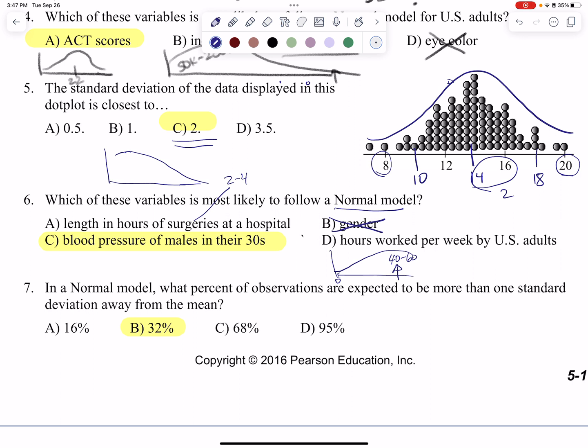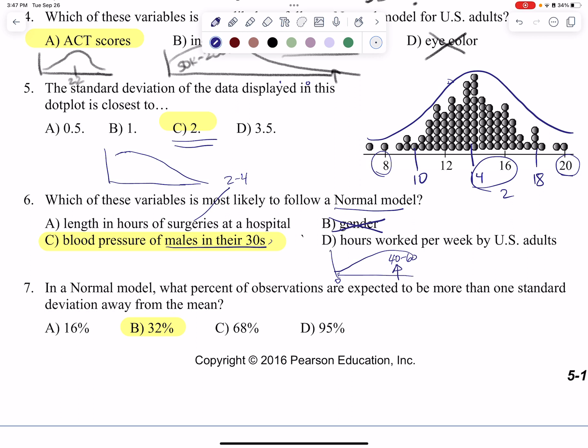Blood pressure, the reason being is, and notice it's males in their 30s, so it's grouping similar males. Because if I said blood pressure of all males, then I have to talk about what happens to older people or babies or sickly people, things like that that are not in their 30s because they're not healthy. Most men in their 30s are pretty healthy. So most of their blood pressure is going to be really, really similar.